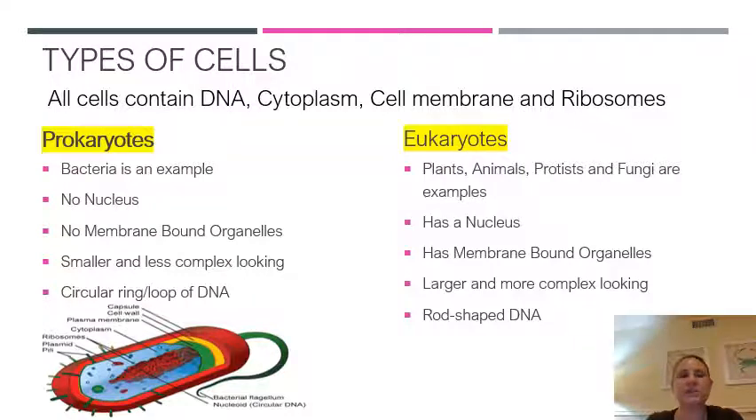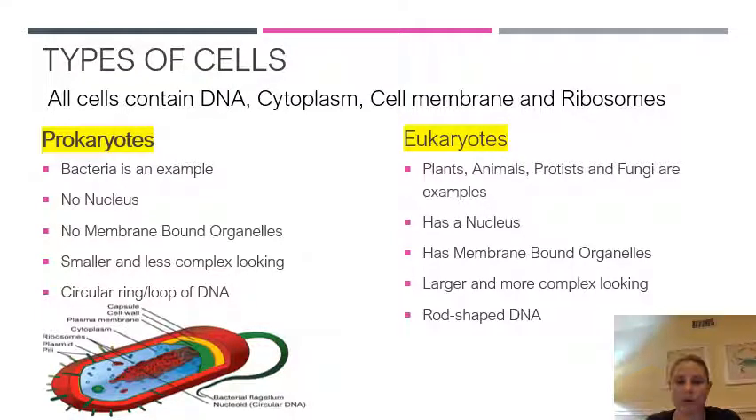Okay, then we talked about the types of cells. If you remember, all cells, no matter what kind of cell you are, will have DNA, cytoplasm, a cell membrane, and ribosomes. And we have 2 categories of cells. We have prokaryotes and eukaryotes. Remember, bacteria is the only thing that is a prokaryote. So prokaryotes are bacteria. Now remember, pro rhymes with no, because prokaryotes have no nucleus and no membrane-bound organelles. They're very simple looking, very small, less complex looking than a eukaryote. They have a singular loop or single ring of DNA, okay?